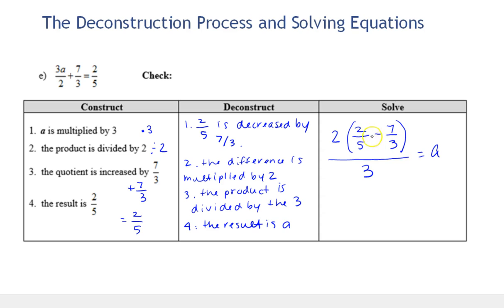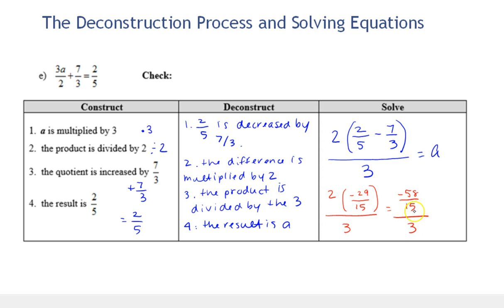Okay. So now let's compute. I'm not going to go through all the fraction steps, but first we need to start with 2/5 minus 7 thirds. Well, that would be 6 minus 35, which is negative 29/15 over 3. Now we need to do the multiplication. Well, this is negative 58 over 15 over 3.